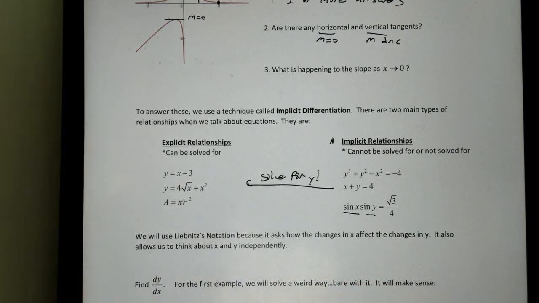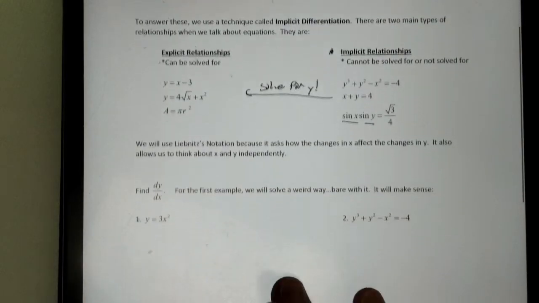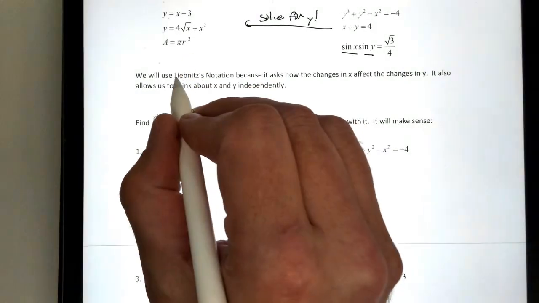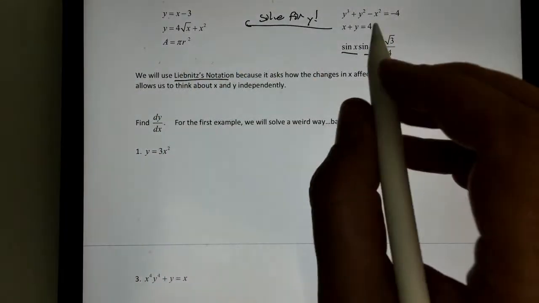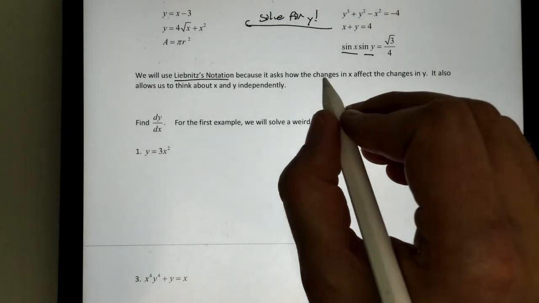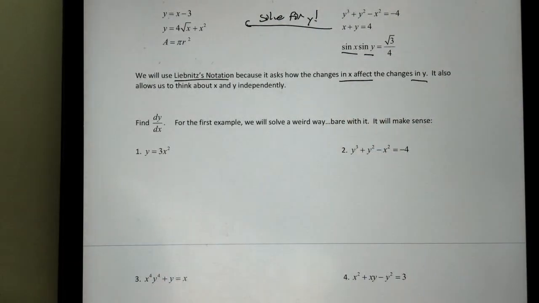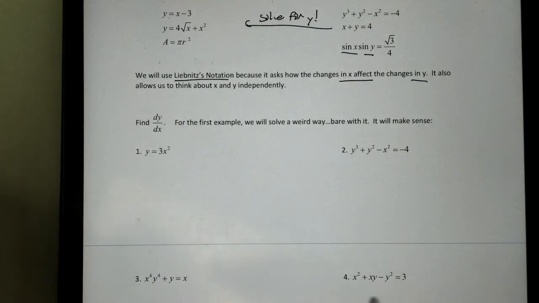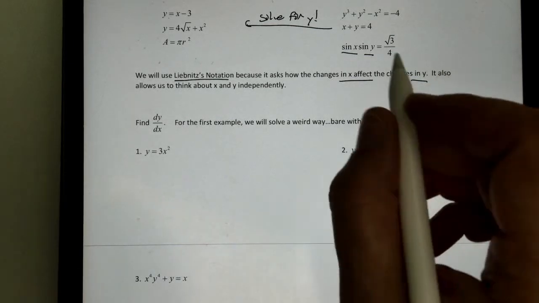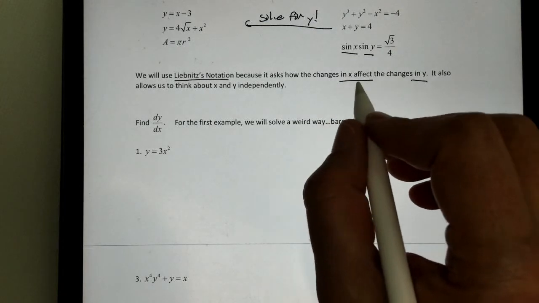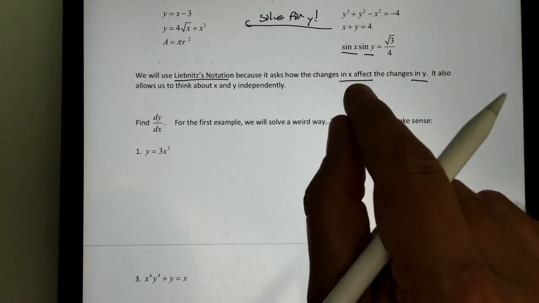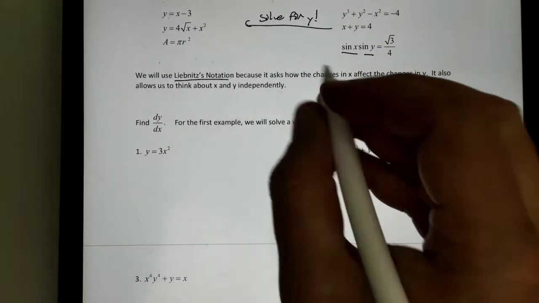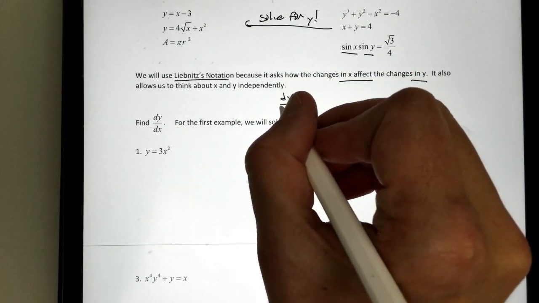So let's get started. To take these derivatives, we are going to use Leibniz's notation. We really like Leibniz because it's going to give us a way that we can relate x independently from y. So it makes it much easier for us when we think of dy/dx. When we take these derivatives, we're going to be taking the derivative of y with respect to x. And that's what this Leibniz notation tells us right here.